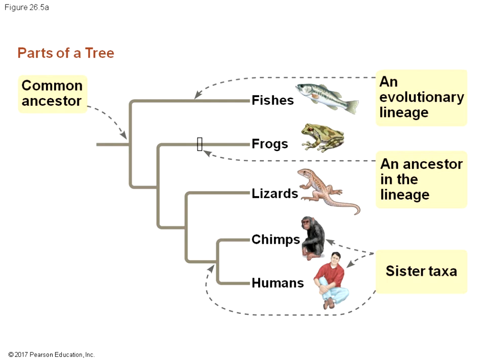This gives you an idea of the parts of a tree. So common ancestors back here. This is showing you an evolutionary lineage. This would be the other lineage to include all of these organisms. As we're looking down the frog lineage, here could be an ancestor in the frog's evolutionary lineage. This one down here is showing sister taxa because these guys have diverged from this common ancestor. These guys aren't represented as sister taxa at all.